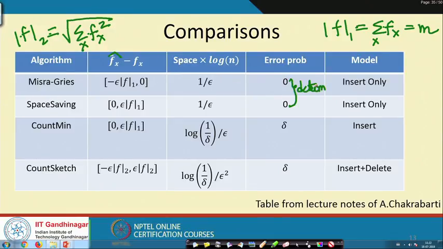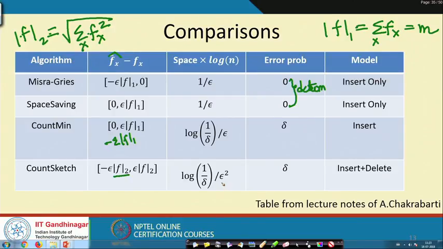However, if I were to change the CountMin to CountMedian, right, we would get a similar bound here. It would have been epsilon times 1 norm of f, and it would work both for inserts and deletes. CountSketch gives you error bound in terms of the 2 norm of the frequency vector, right. So, remember that the 2 norm of the frequency vector is potentially smaller than the 1 norm of the frequency vector. Okay.